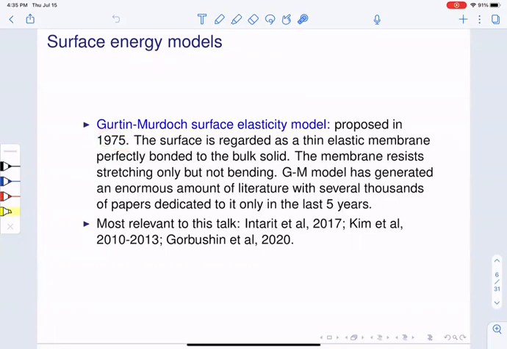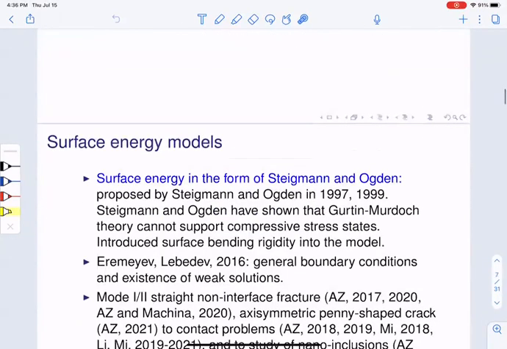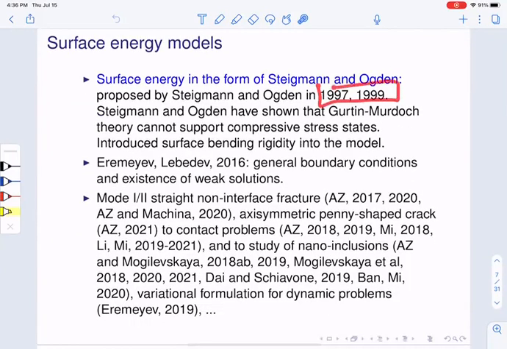The Gurtin-Murdoch model first appeared in 1975, and in this model the surface is modeled as a thin elastic membrane which resists only stretch but not bending. In 1997, Steigmann and Ogden pointed out one disadvantage of the Gurtin-Murdoch model: it cannot support compressive stress states on the boundary. They suggested modifying this model by including resistance to bending. This is the model I'm going to talk about today.